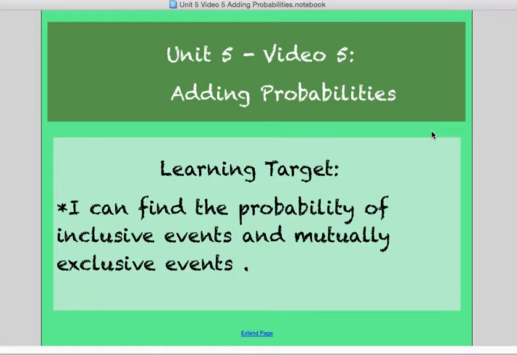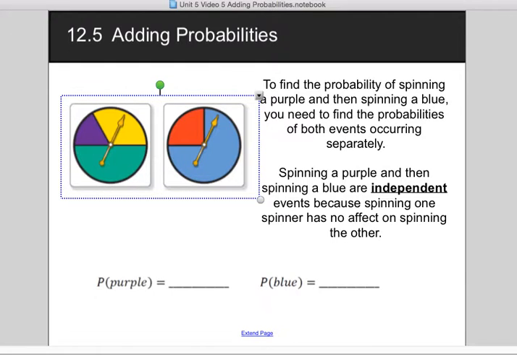Today we're going to look at adding probabilities. The learning target for today is that you can find the probability of inclusive events and mutually exclusive events. So let's go ahead and look at an example.